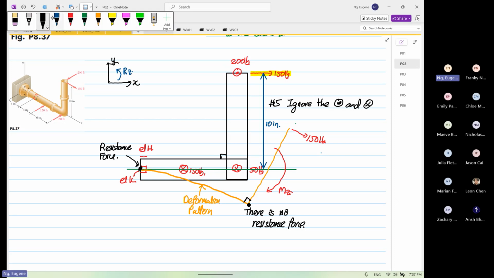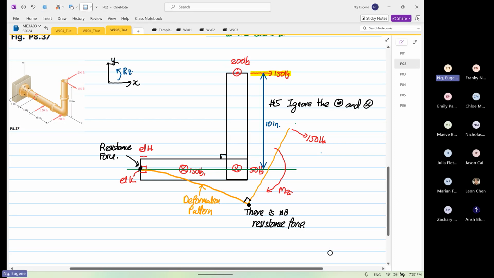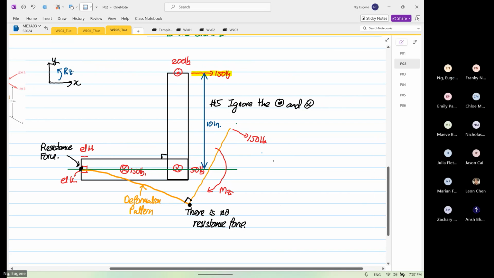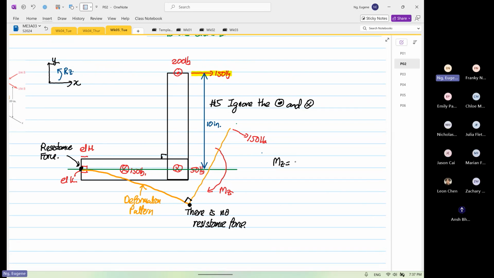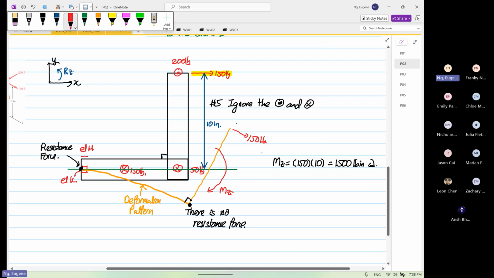So from here, immediately we know, right, we have a moment about Z, and the moment about Z will be equal to 150 multiplied by 10. So this is equal to 1,500 pound-inch, and is going in a clockwise direction. Okay. So now we already know, right? Over here, you have compression, exactly like what we learned last week. And then over here, you have tensile.